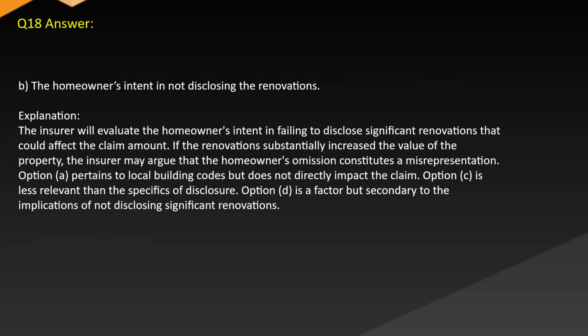Answer. B. The homeowner's intent in not disclosing the renovations. Explanation. The insurer will evaluate the homeowner's intent in failing to disclose significant renovations that could affect the claim amount. If the renovations substantially increased the value of the property, the insurer may argue that the homeowner's omission constitutes a misrepresentation. Option A pertains to local building codes but does not directly impact the claim. Option C is less relevant than the specifics of disclosure. Option D is a factor but secondary to the implications of not disclosing significant renovations.